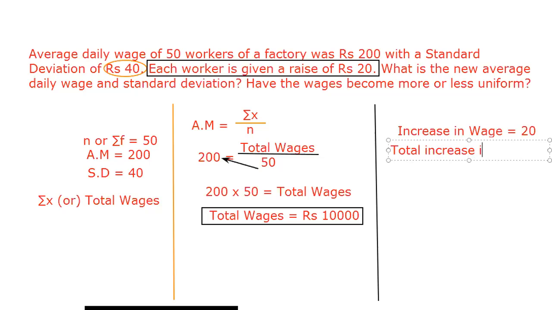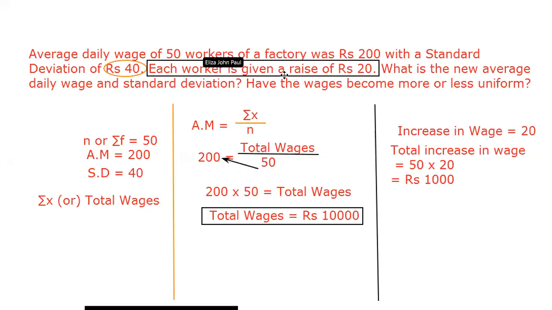The total increase in wage is 50 workers into 20 rupees. So what is the total increase in wage? That is 1000, right? The total increase in wage is 1000 rupees. Please don't forget to mention the units. So we will come to our first question.